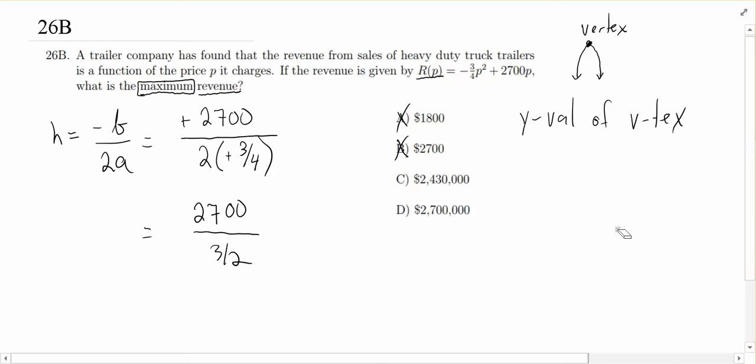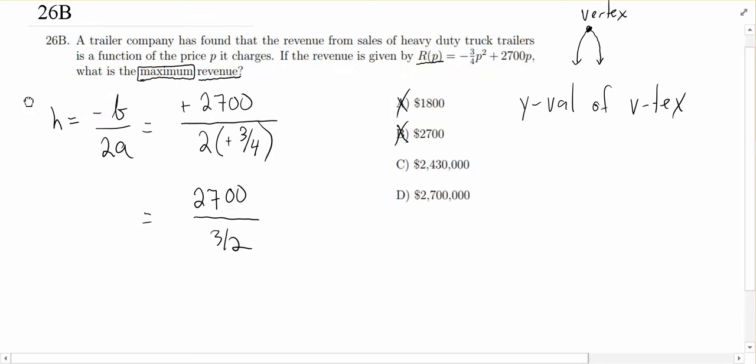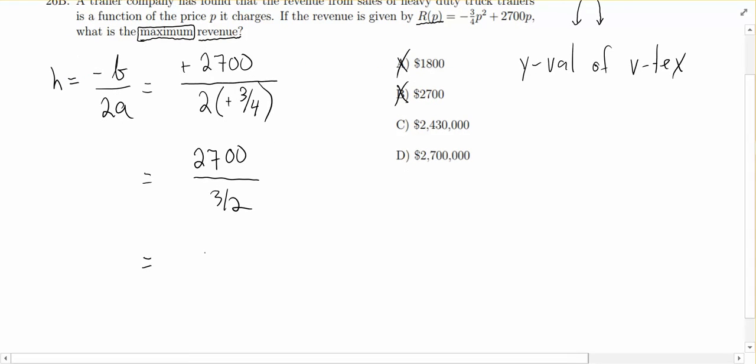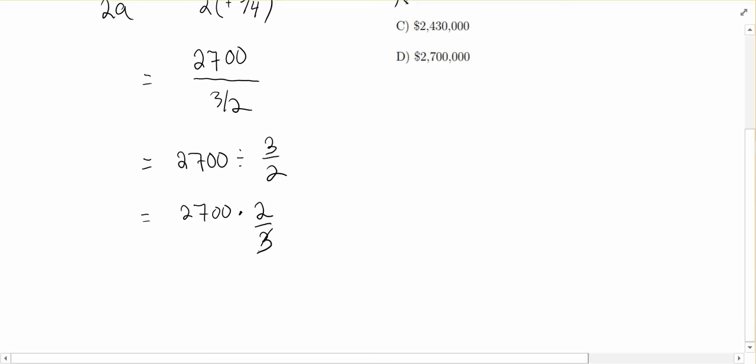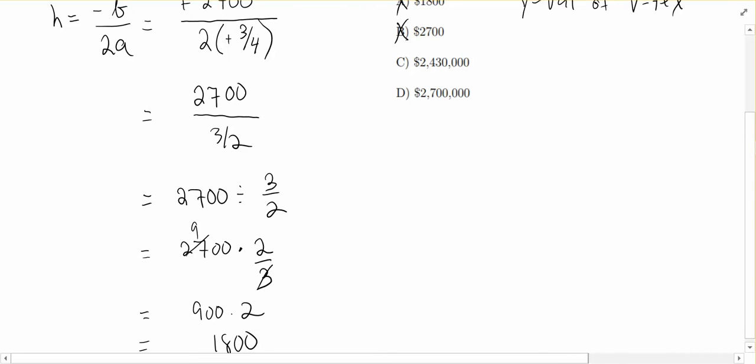Now, without a calculator, and I'll show you some calculator work in just 1 second here. Without a calculator, what I would probably do to this, to do it by hand, it's actually going to make the problem fairly simple, is to realize that that 3/2 on the bottom means divide by 3/2. And to divide by 3/2 is the same thing as multiplying by 2/3. And the beauty of that then is that 27 divided by 3 is 9. So this is 900 times 2, or 1,800. And again, this is where we got to be careful because 1,800 is the x value of the vertex.